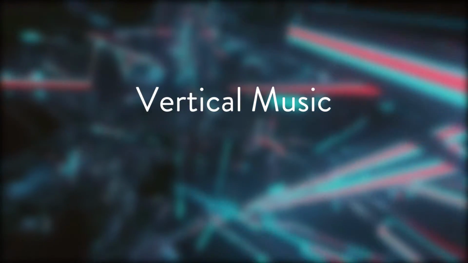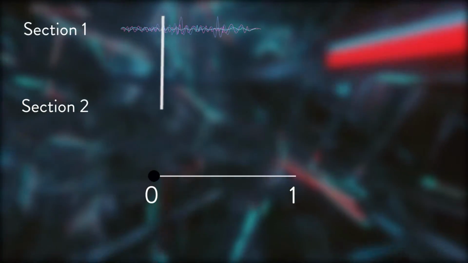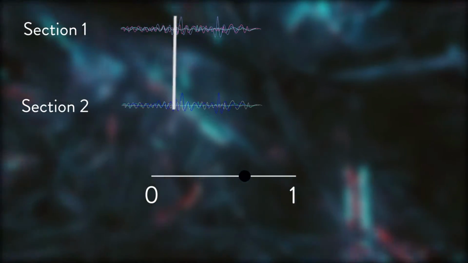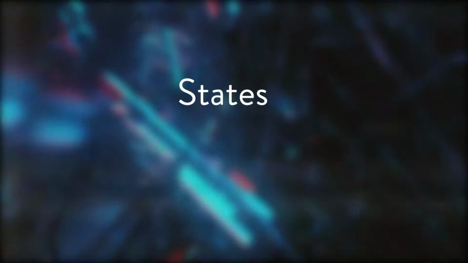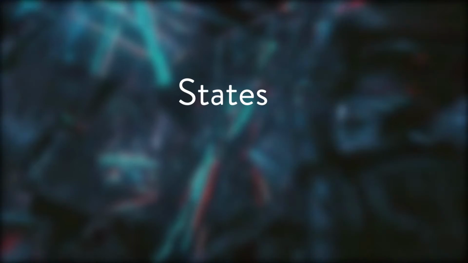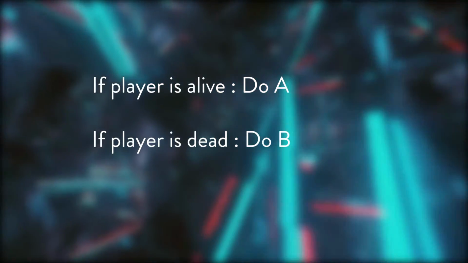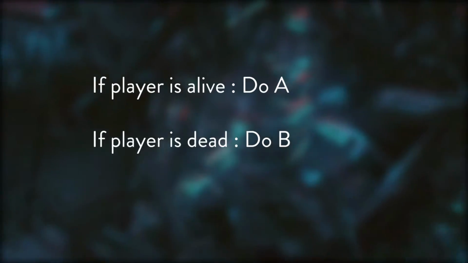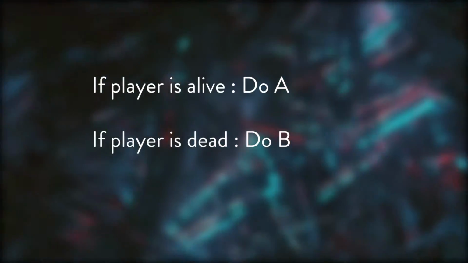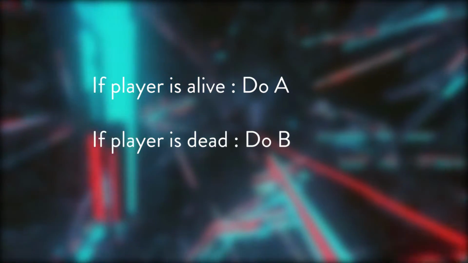Vertical music resembles a DAW workflow. You have your stems, and when the RTPC value changes, it changes the volume of the stems, kind of like automations. States act like a Boolean statement. If the player is alive, do A. If the player is dead, do B. In the stack game, I've used this to change the music whenever the player loses. But this can be used to trigger footstep changes and all sorts of things.